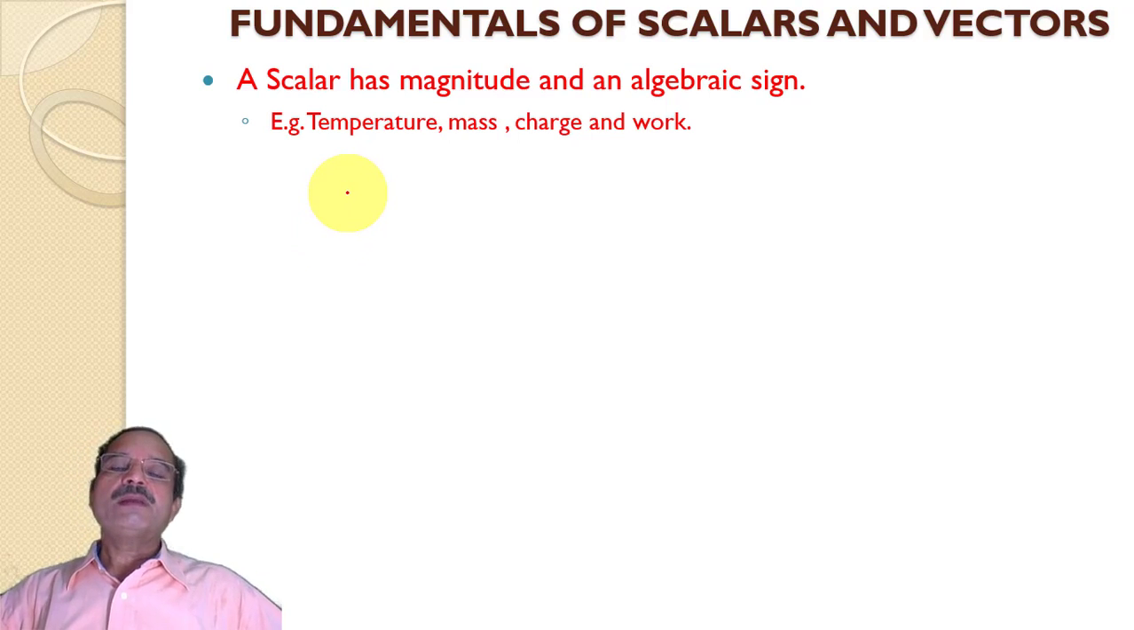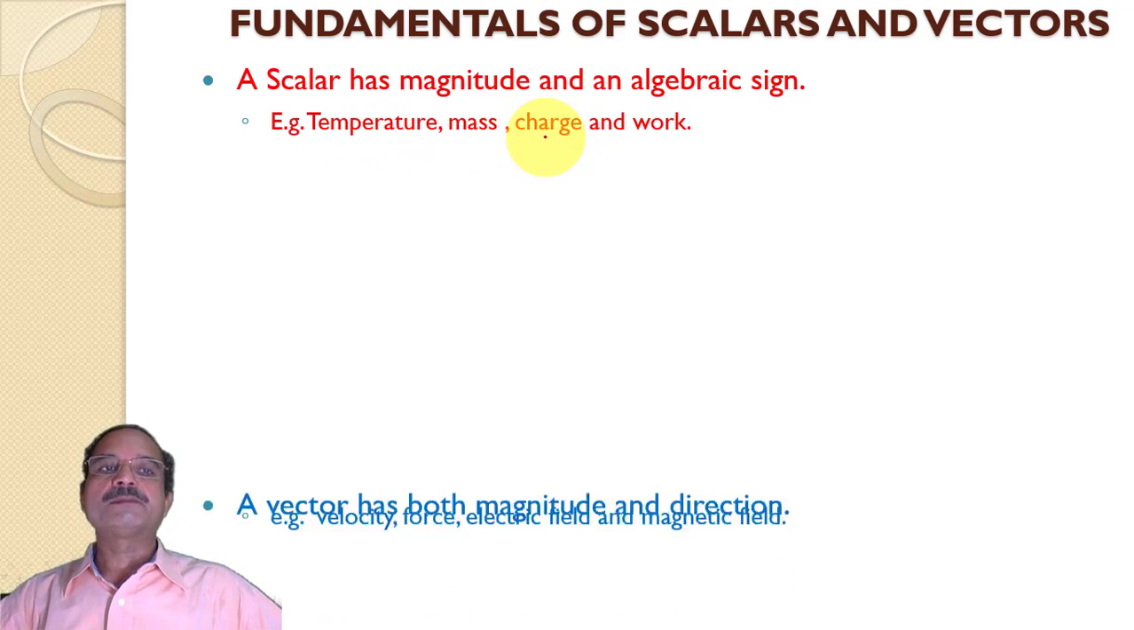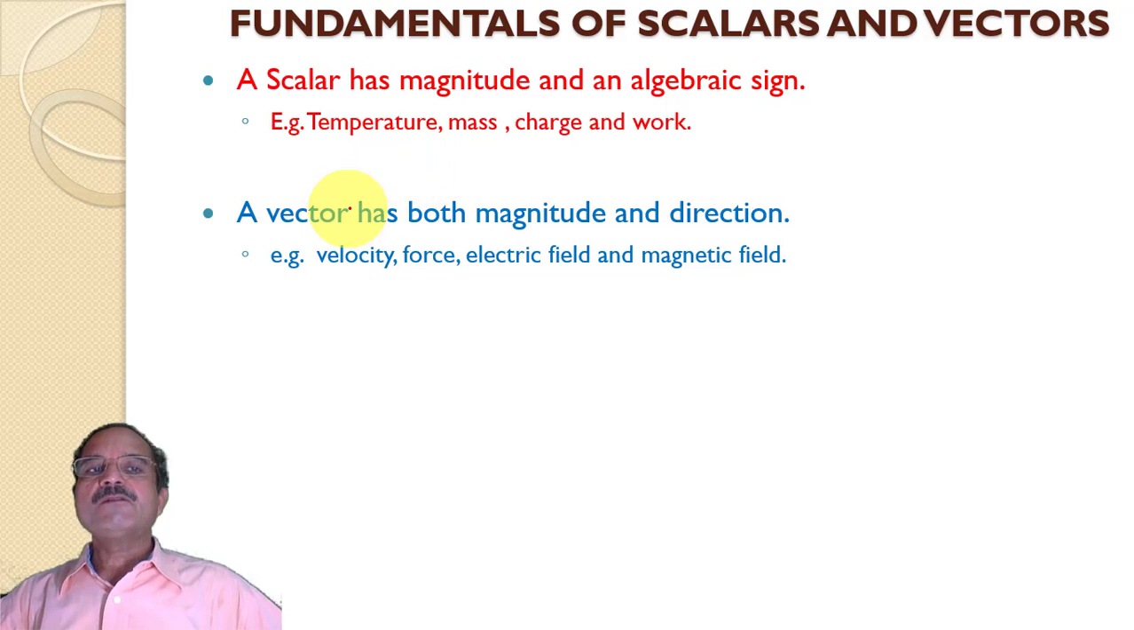A scalar we define as a physical quantity having some magnitude and some algebraic sign. Real life examples are temperature, mass, charge, and work. Whereas a vector has both magnitude and direction. Examples are velocity, force, electric field, and magnetic field.